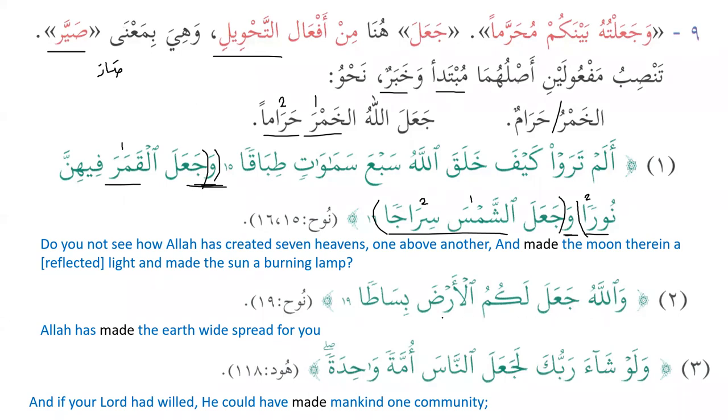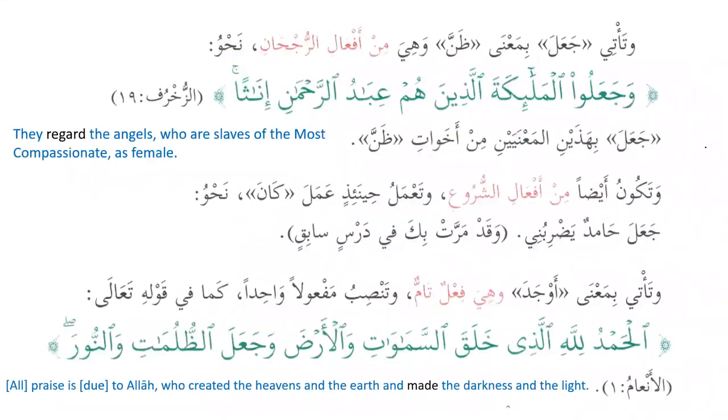Wallahu ja'ala lakum al-arda bisata. Again, al-arda wal bisata. It has 2 objects. وَلَوْ شَاءَ رَبُّكَ لَجَعَلَ النَّاسَ أُمَّةً وَاحِدَةً. And we have discussed here again object number 1 and object number 2. وتأتي جعل بمعنى ظن وهي من أفعال الرجحان نحو. So here it gives the meaning of dhanna, as we can see over here.